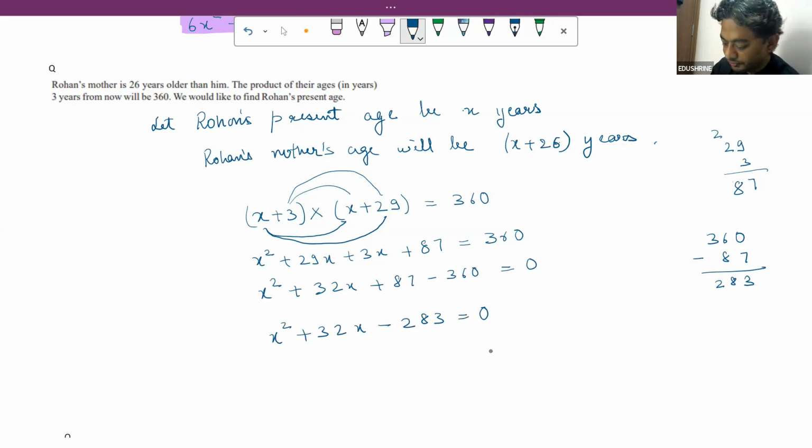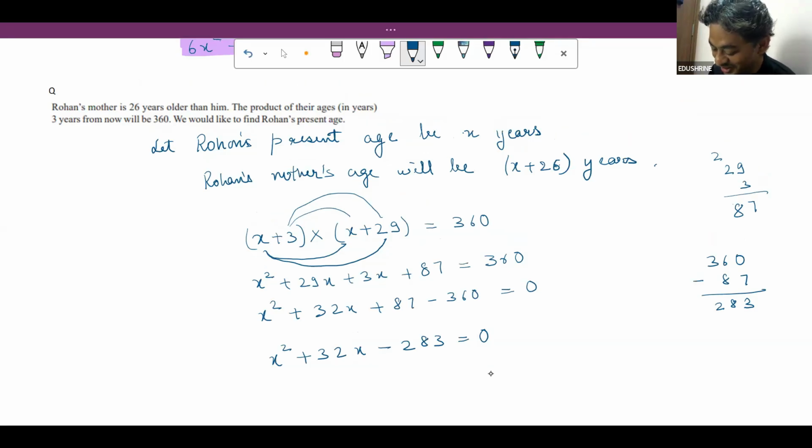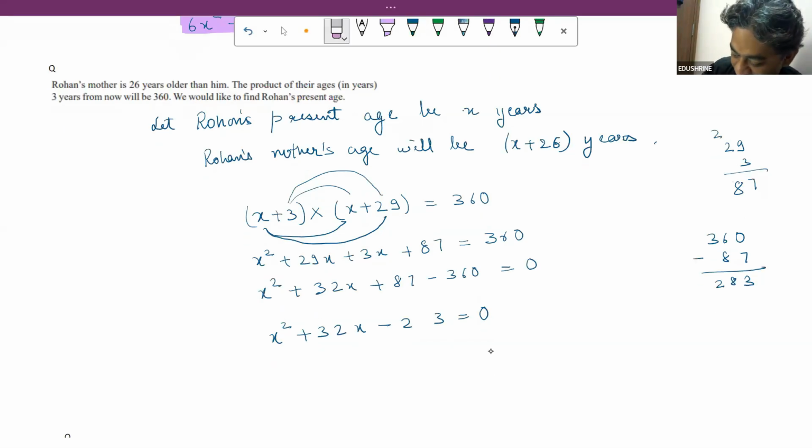Let me see if anybody has a doubt till now, or can you tell me if at all I have made some error somewhere. You can put it in the chat. 273, 273. Perfect. Yeah, that's what I was trying to check, how many are looking into the calculation. Okay, perfect. Yes, it will be 273. So x square plus 32x minus 273 is equal to 0. Very good.